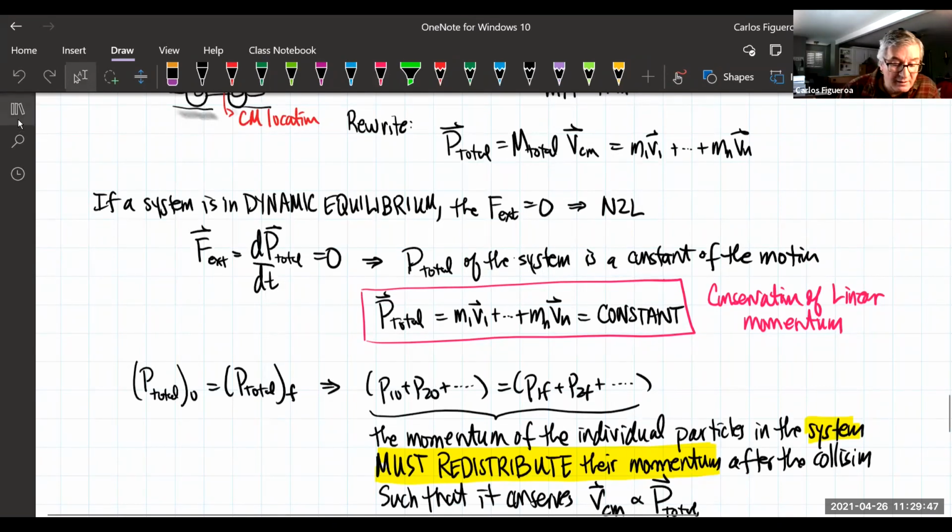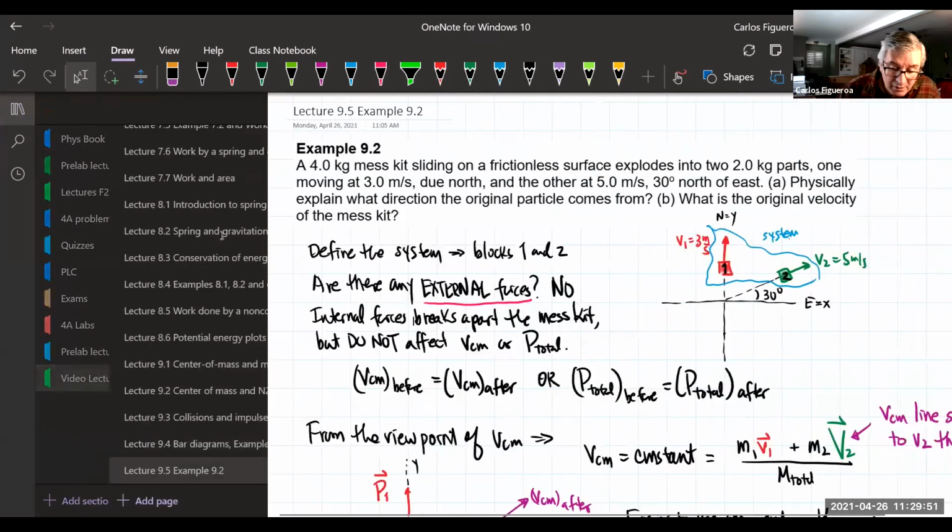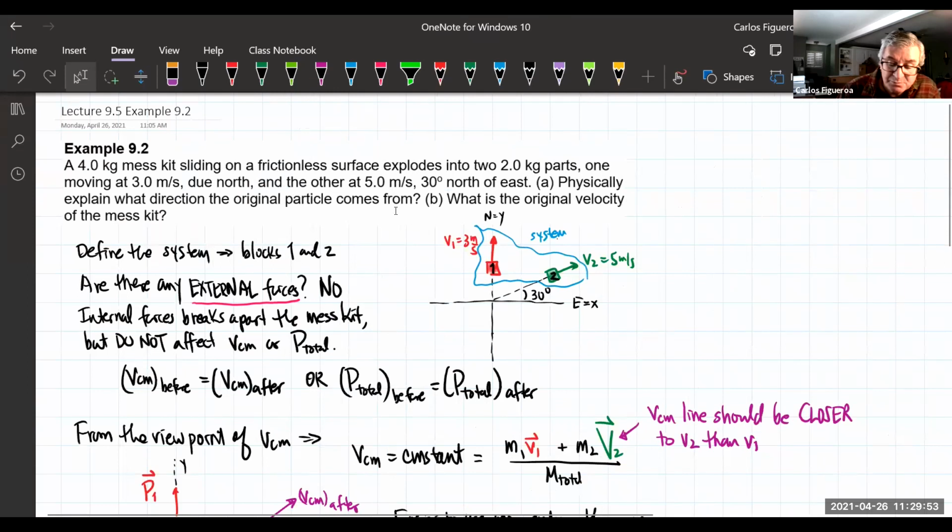So when I come back to this example then, the only forces that this problem tells us about is the explosion of the mess kit. But the mess kit is part of the system, since we isolated the 2 blocks as part of the system. So since it's internal forces, it doesn't change the velocity of the center of mass or the total momentum. Those are 2 of the same statements, and that's what I wrote right here.